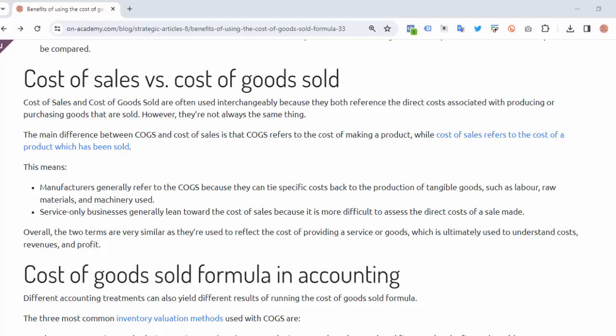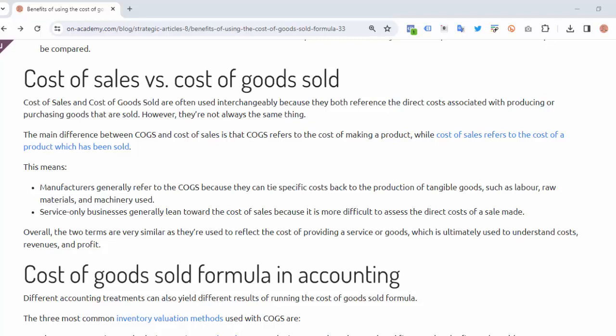The main difference between COGS and cost of sales is that COGS refers to the cost of making a product, while cost of sales refers to the cost of a product which has been sold. Manufacturers generally refer to the COGS because they can tie specific costs back to the production of tangible goods, such as labor, raw materials, and machinery used. Service-only businesses generally lean toward the cost of sales because it is more difficult to assess the direct costs of a sale made. Overall, the two terms are very similar as they're used to reflect the cost of providing a service or goods, which is ultimately used to understand costs, revenues, and profit.